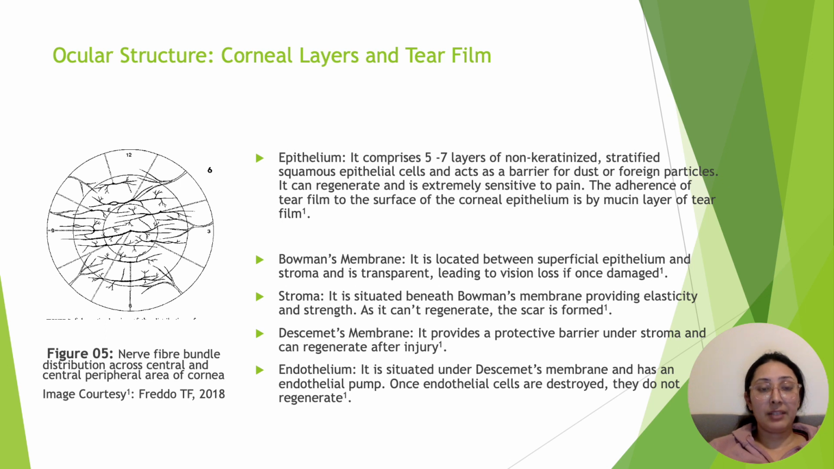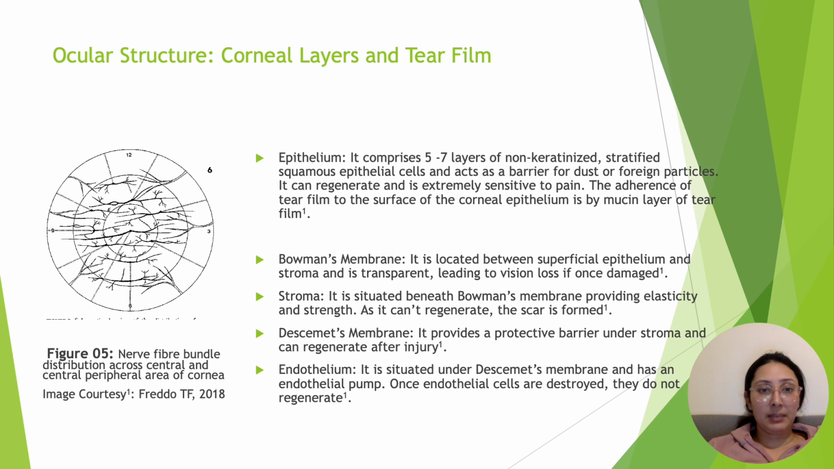Here we have five layers of the cornea. First one is the epithelium. It is composed of squamous epithelial cells and it is extremely sensitive to pain. It can regenerate, and the mucin layer gets attached to these epithelial cells. Next one is the Bowman's layer, which can't regenerate once it's damaged. Another one is the stroma, which also can't regenerate, and a scar is formed.